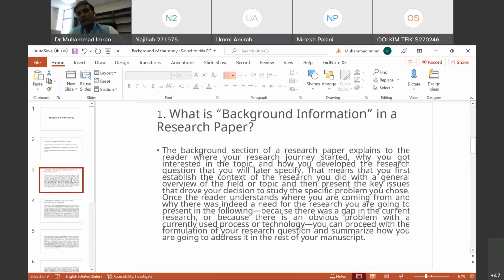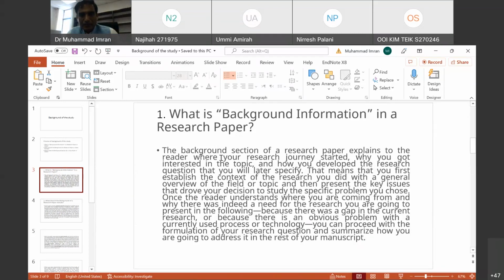Why I'm giving you so much information, so much data in one slide, is for your detailed information. The background section of a paper or research thesis explains to the reader where your research journey started and why you got interested in the topic. Okay, these are the questions you have to answer. Understand?